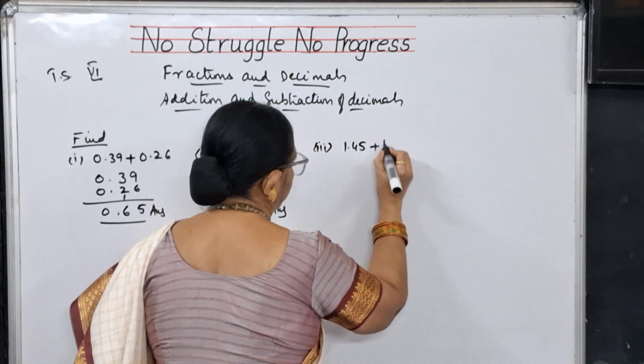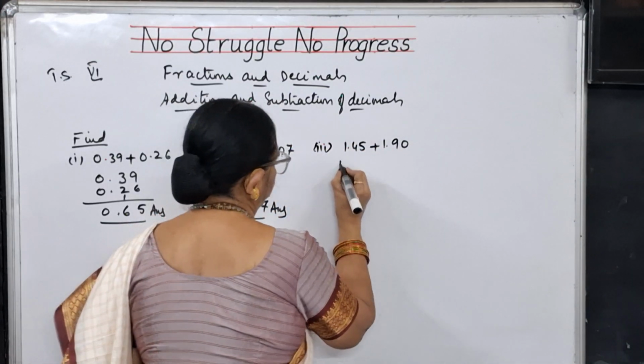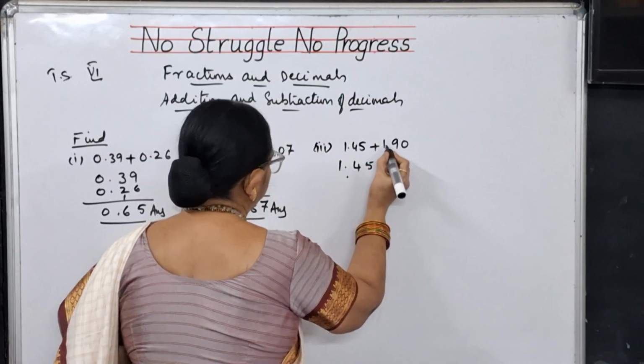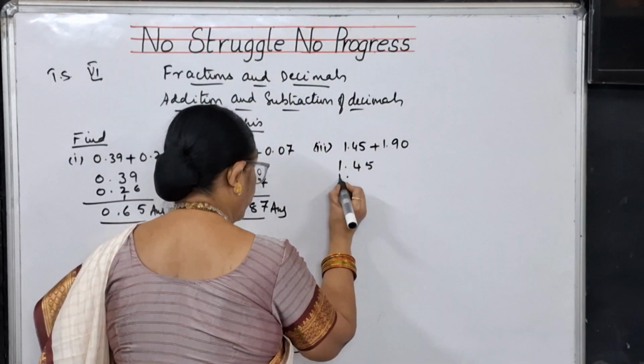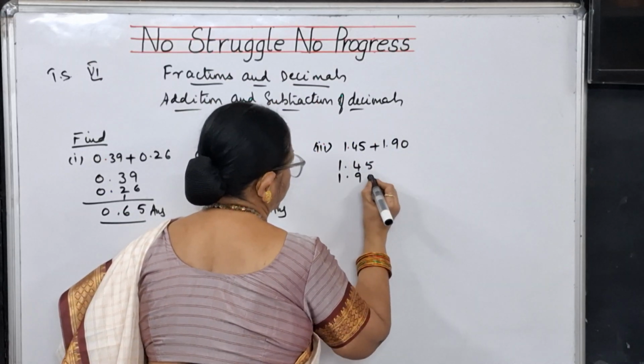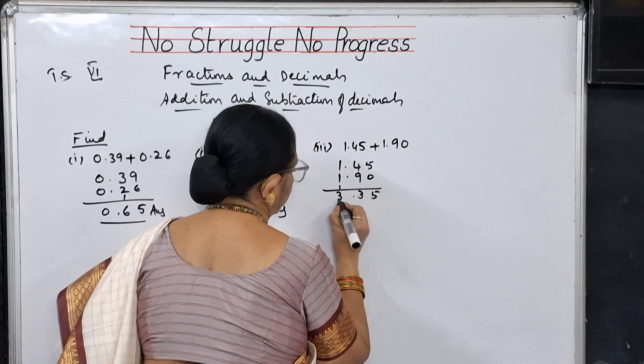Now, let us see the third bit. 1.45 plus 1.90. First we'll write 1.45, then the decimal I have written. Our units place here is 1, here tenths place is 9, then 0. 5, 13, 3.